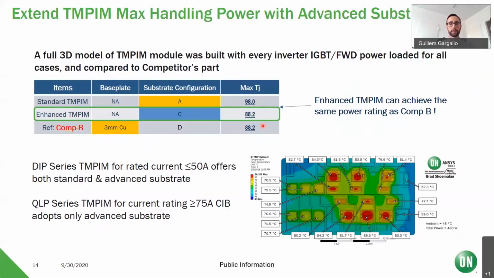So we will start releasing products in our QLP series using our advanced substrate, and we already have products in the market in our DIP series, which is rated up to 50 amps in CIB configuration using the enhanced substrate. So with this product, you will be able to achieve better performance than a base plateless gel fill module and a similar output power capability as a base plate package with gel fill technology.